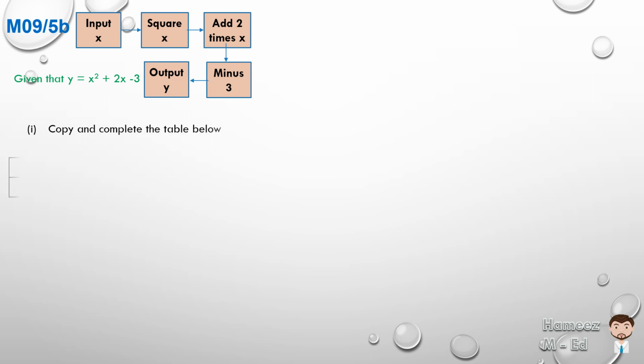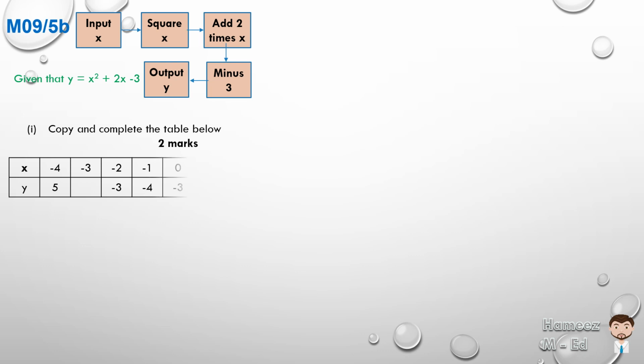Part 1, copy and complete the table below. And if you look at the table, they've given us all the values of x from minus 4, minus 3, minus 2, straight up to plus 2.